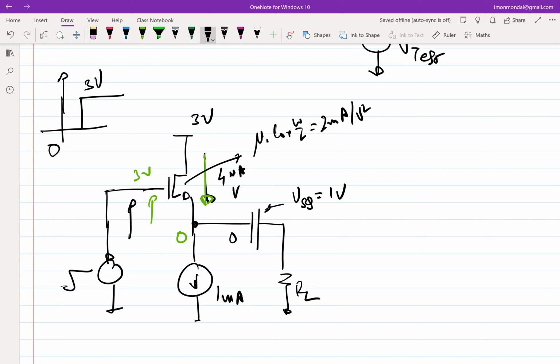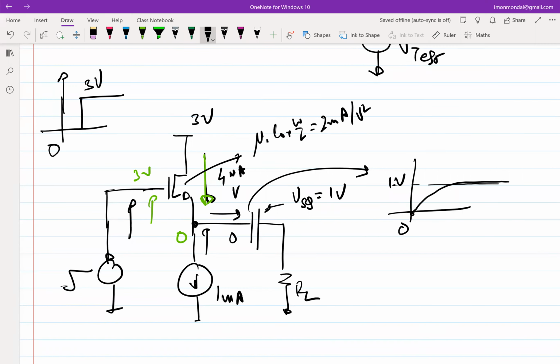It should go to the battery. In case of a capacitor, it will go into the capacitor and charge up the plate. And how long will it keep charging? The capacitor plate will rise from 0 to some steady state value, and the steady state value will be 1 volt. As this source voltage rises, this current will decrease from 4 milliamp to 1 milliamp. That's what's going to happen.